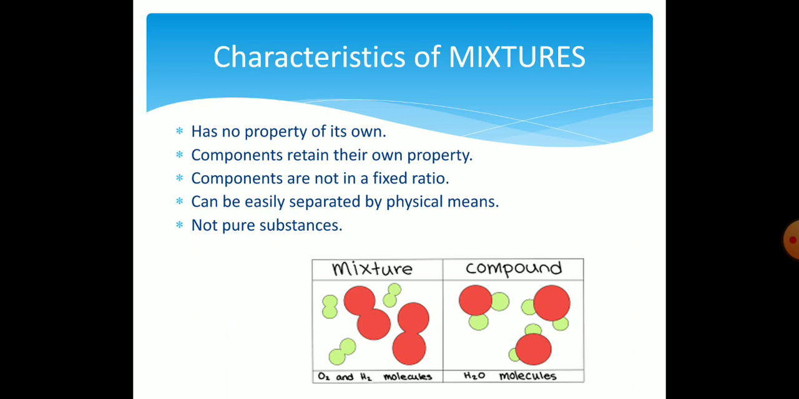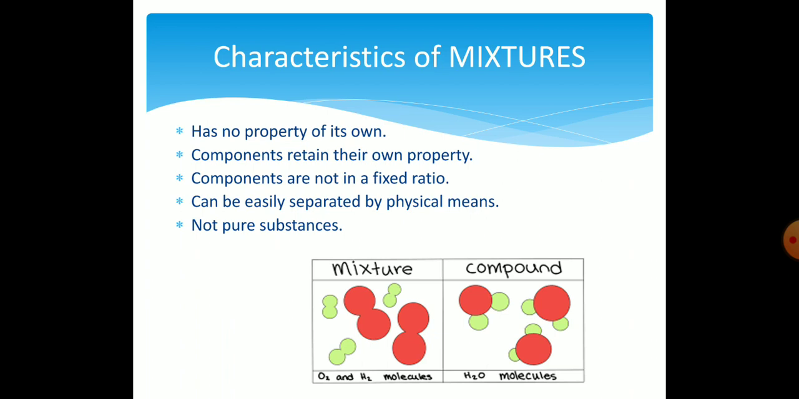Okay, now what are the characteristics of mixtures? Mixtures don't have an individual property of their own. The components will retain their own property. The components are not in a fixed ratio. Then they can be easily separated by physical means. You can easily separate the individual substances, and they are not pure substances.